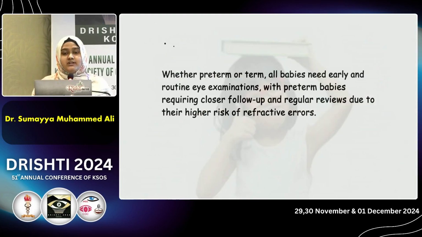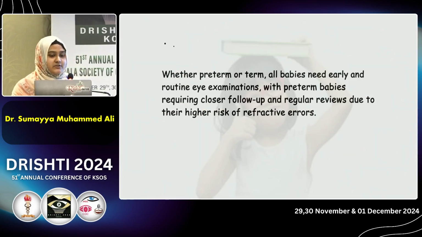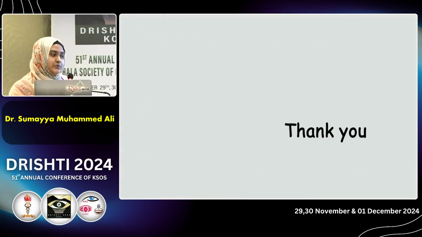So in conclusion, whether it's preterm or term, all babies need yearly and routine eye examination, with the preterm babies requiring closer follow-up and regular reviews due to their higher risk of refractive errors. These are my references. Thank you.